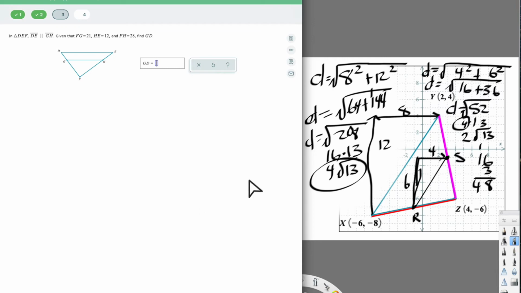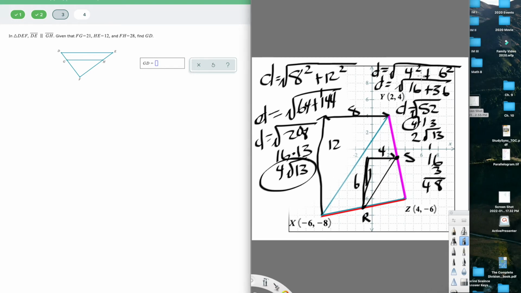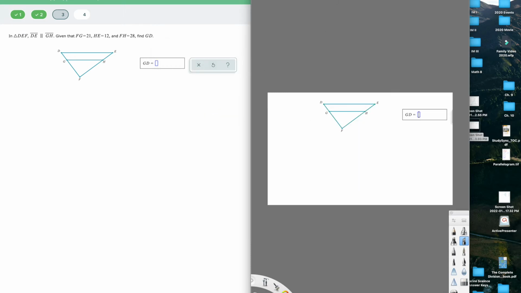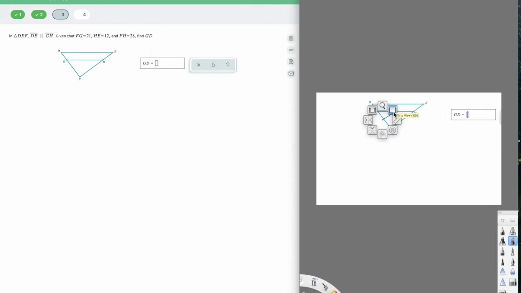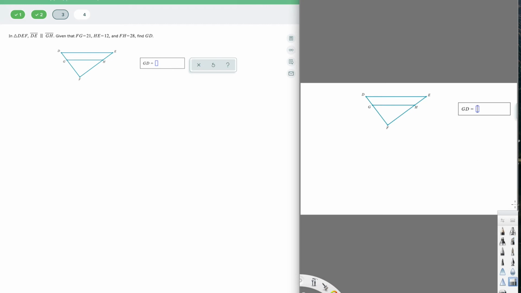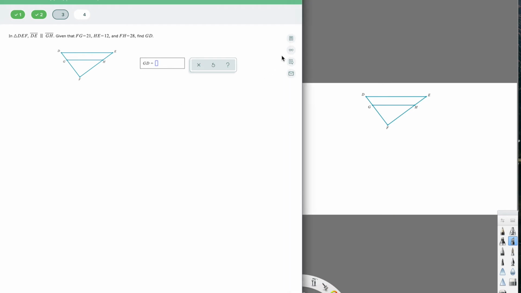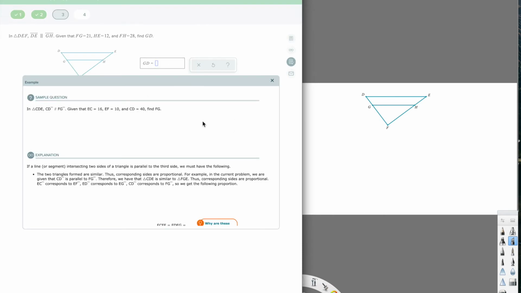Let's see. So this one, I'm going to copy this diagram just because it gives me a little bit easier piece to write on. So we have some properties when we get parallel lines and triangles that we definitely want to acknowledge here. And this is a good opportunity also. If you don't know what to do here, and if you didn't know the properties that we're about to look at, you wouldn't necessarily know where to move forward with this. So you'd want to click on example so that you could see what the properties are here.